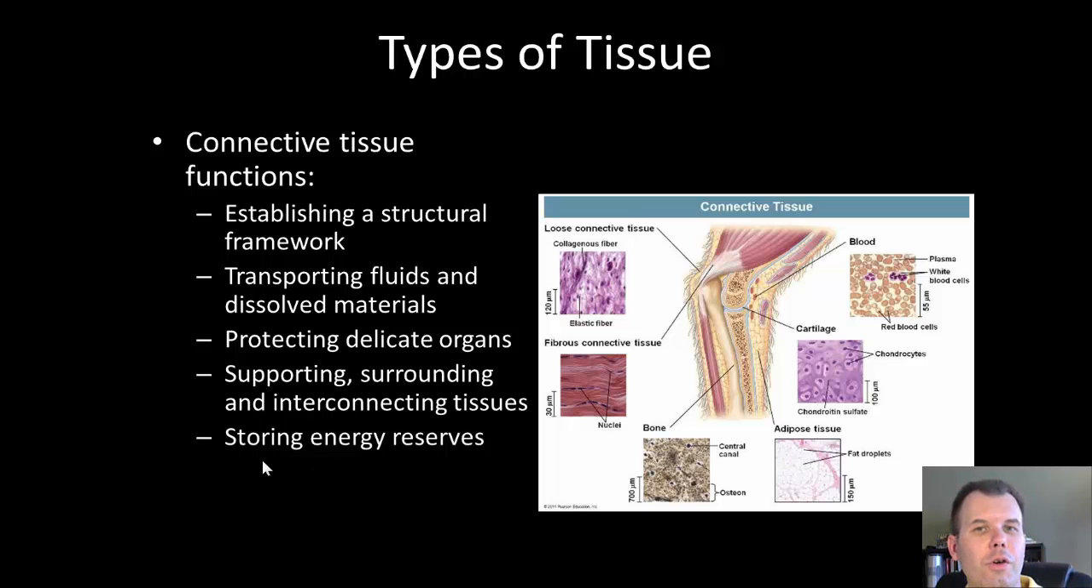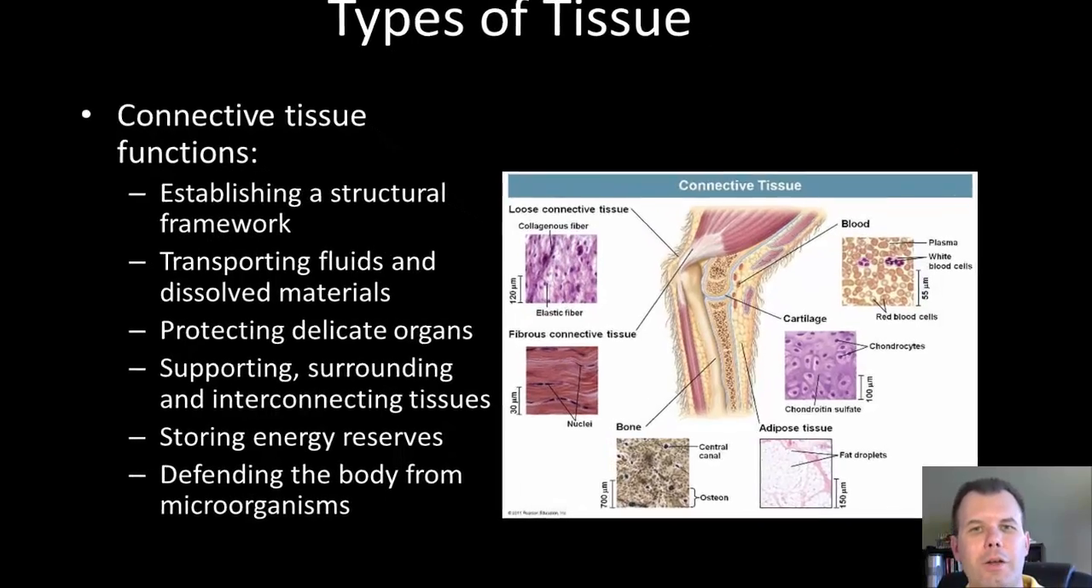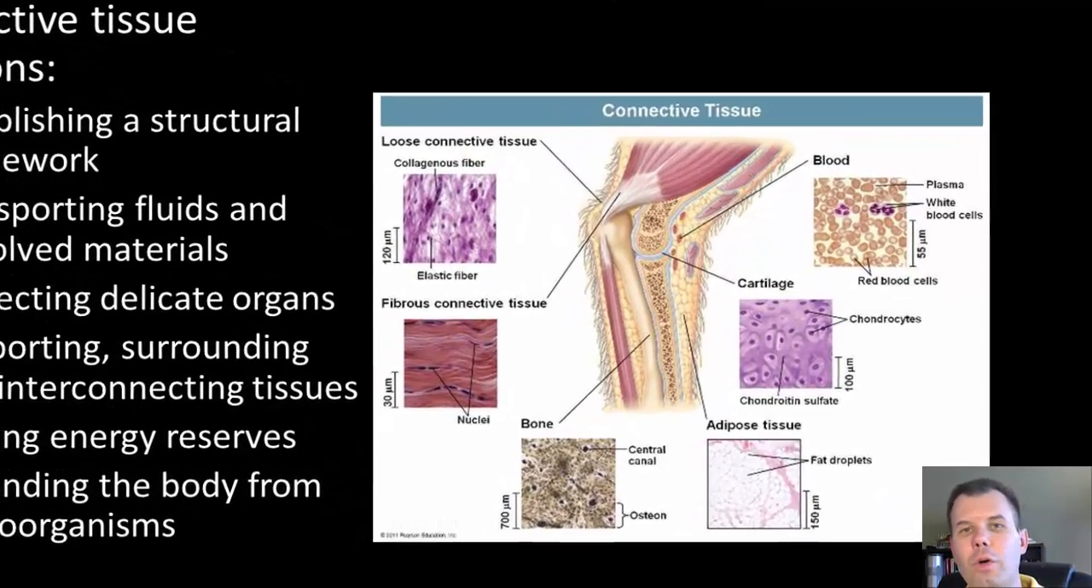Storing energy reserves, what we have with our fat cells, the adipose tissue. And then finally, our white blood cells, which is part of this connective system, defend us against microorganisms. We're going to talk more about the white blood cells here. We get into the immune system in a couple weeks. But again, that's something else to think about, and that is also connective tissue.